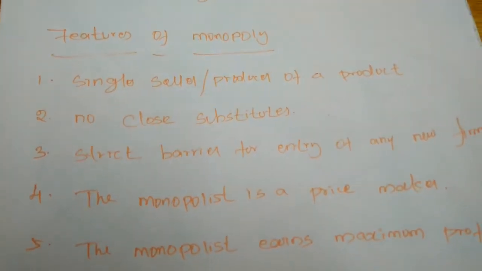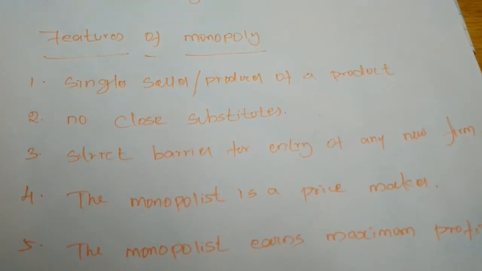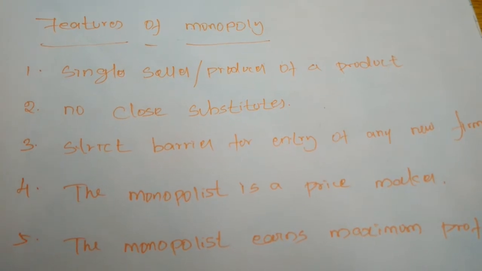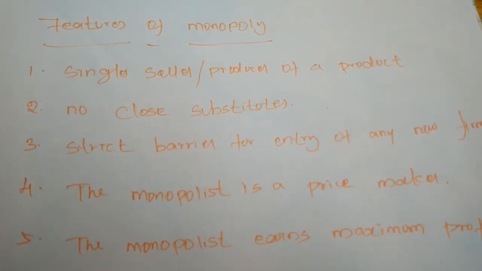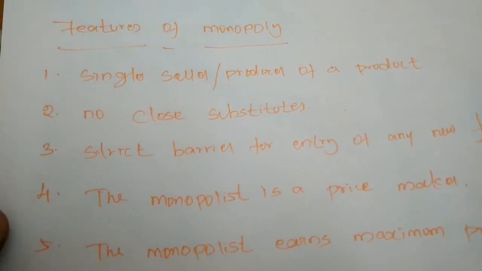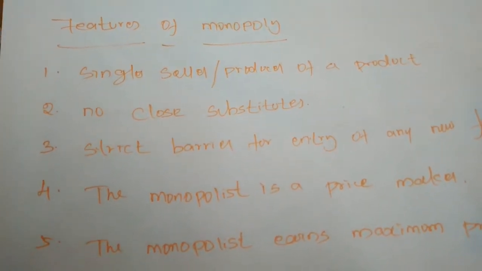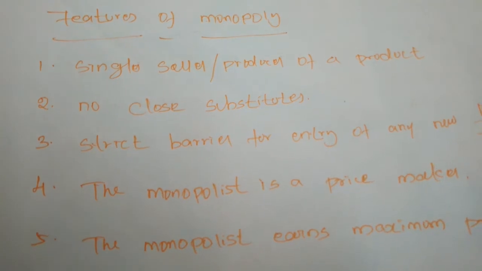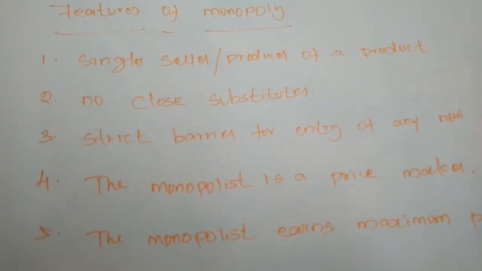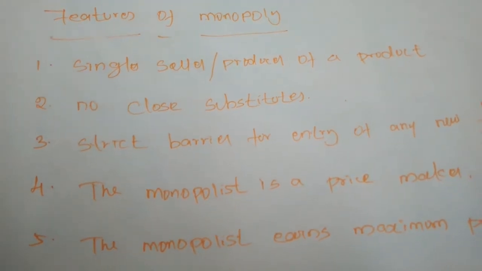In this monopoly market, if a person produces or sells a commodity, he will get the most advantage from having no substitute commodities. If there are substitute commodities, people will go and purchase those commodities, and then his monopolistic power will go down.